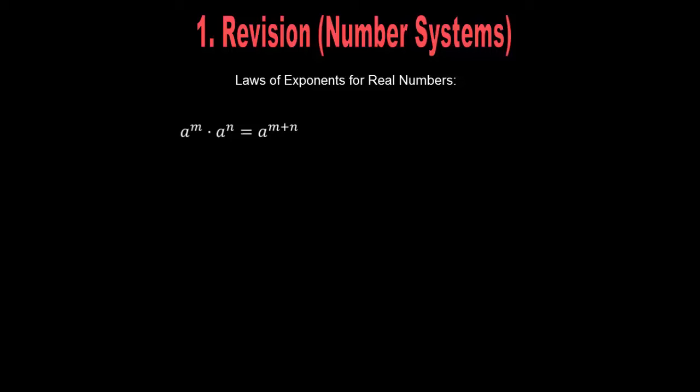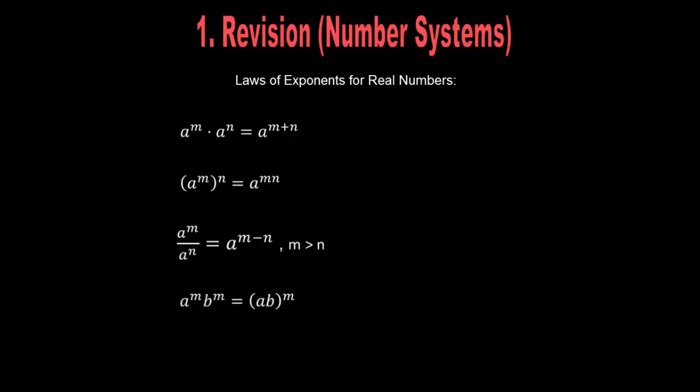A raised to power m into a raised to power n. As the bases are same, this will be equal to a raised to power m plus n. A raised to power m whole raised to power n is equal to a raised to power m into n. As a raised to power n is dividing a raised to power m, it will be subtracted from m. So a raised to power m divided by a raised to power n is equal to a raised to power m minus n. Here m has to be greater than n.